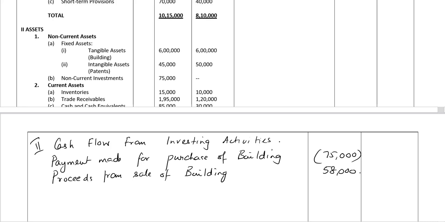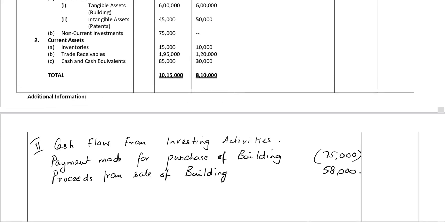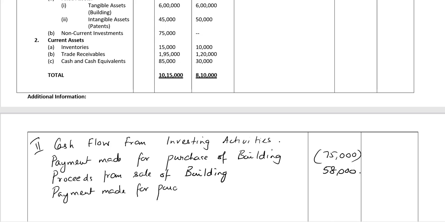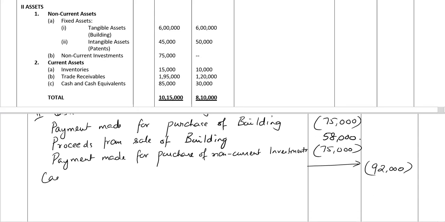Non-current investments have increased from 0 to 75,000. So payment made for purchase of non-current investments, 75,000 rupees outflow. There are no other fixed assets or investments which have been purchased or sold. 92,000 rupees is cash used in investing activities.